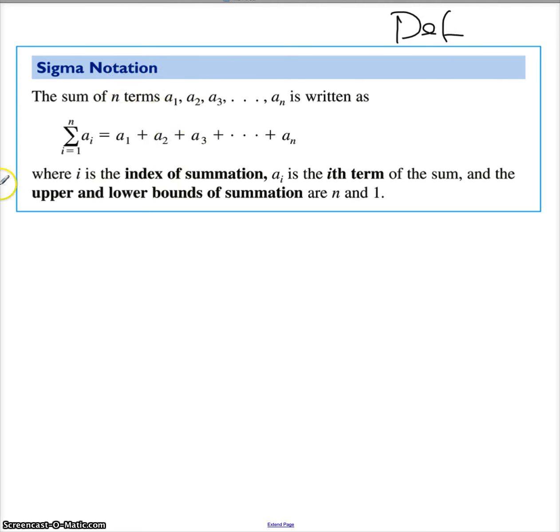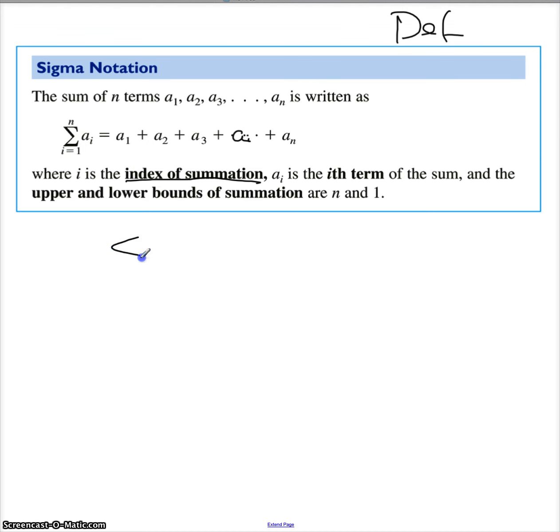The sigma, let me just go ahead and explain it first. The sum of the first n terms, a1 plus a2 plus a3 plus dot dot dot plus an, can be written in shorthand form, and that's called the summation, i equals 1 to n of a sub i, where i is the index of summation, a sub i is the ith term, so a sub i would be in here. The upper and lower bounds are n and 1.